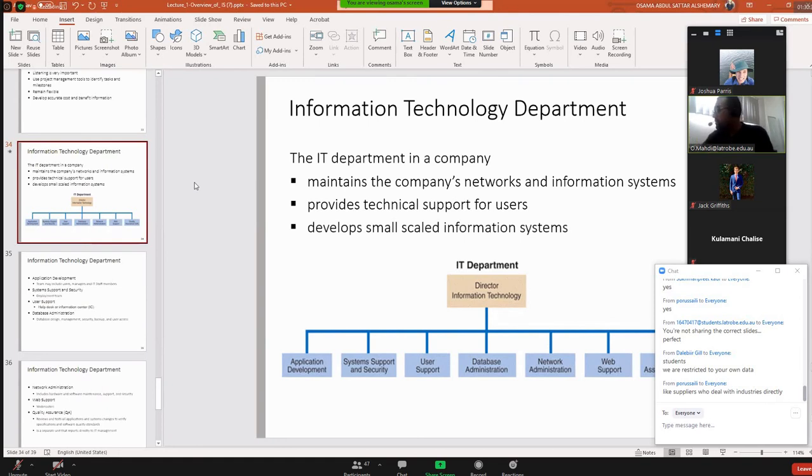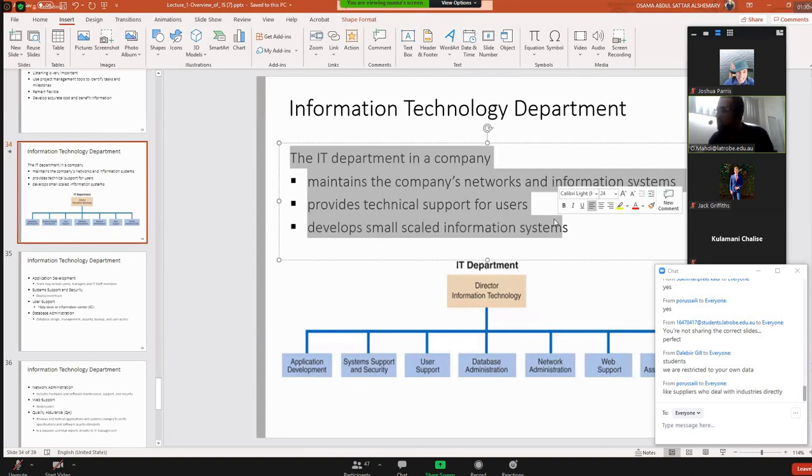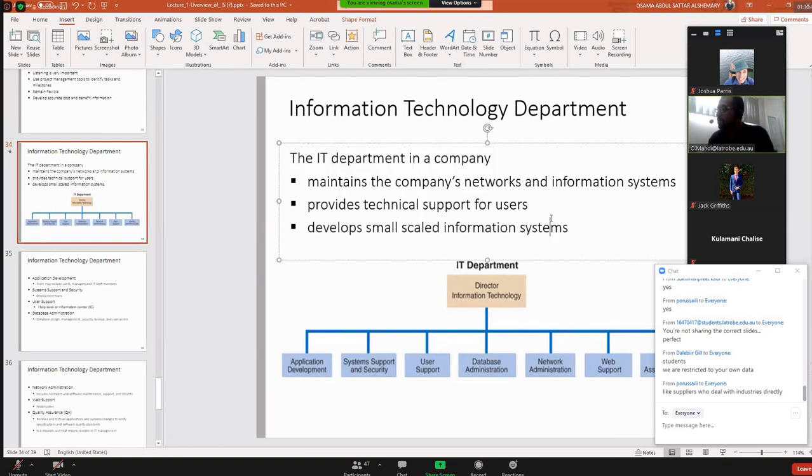The IT department in a company maintains the company's network and information systems, provides technical support for users, and develops small selected information systems. Of course, that will be the IT department. For any information system, you need to have an IT department, as we have now when you are dealing with a lot of students online. You have an ICT department.